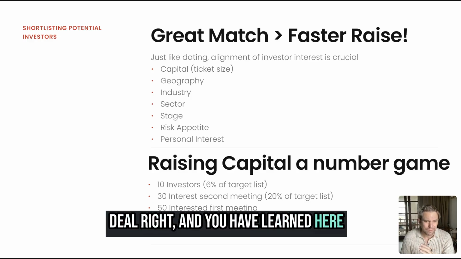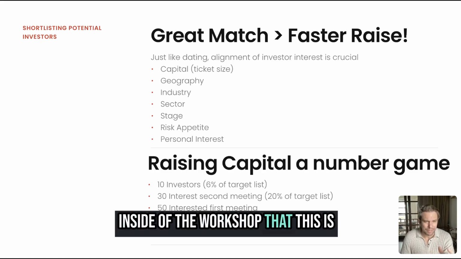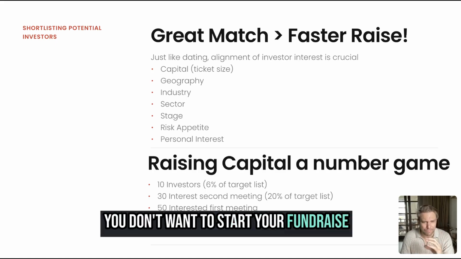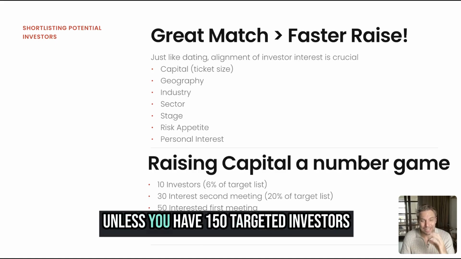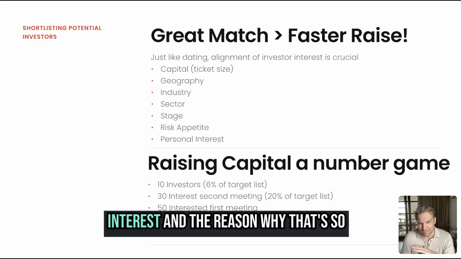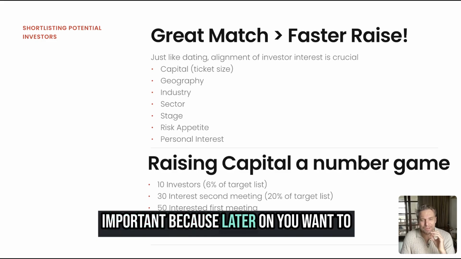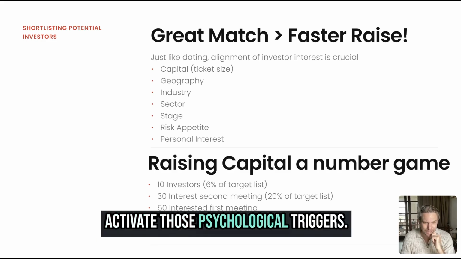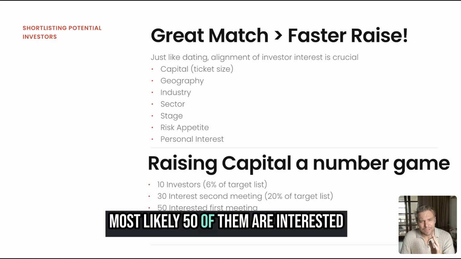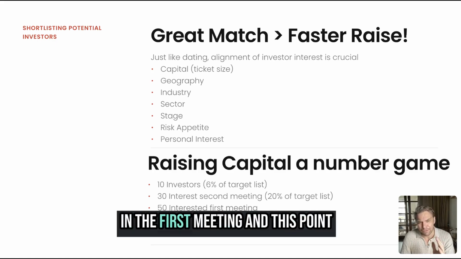And you have learned here inside of the workshop that this is actually called your waiting list. And you don't want to start your fundraise unless you have 150 targeted investors on your list and at least a 66% shows interest. And the reason why that's so important, because later on you want to activate those psychological triggers. Then after these 100 interested people, most likely 50 of them are interested in the first meeting.